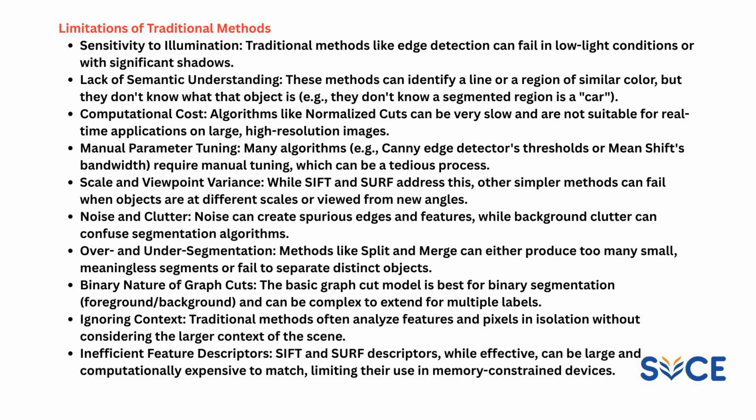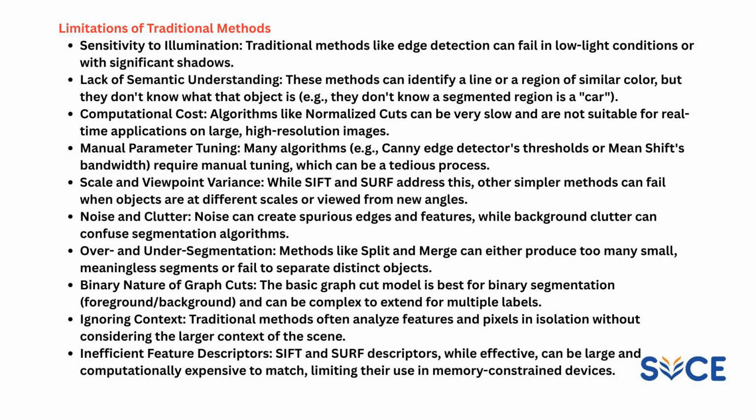Then there are inefficient feature descriptors. Even the powerful SIFT and SURF algorithms have limitations. These descriptors, the fingerprint as I mentioned before, can be quite large. This makes them computationally expensive to match and can be a problem for devices with limited memory, like a small robot or a mobile phone, and so on. So these are some of the limitations.